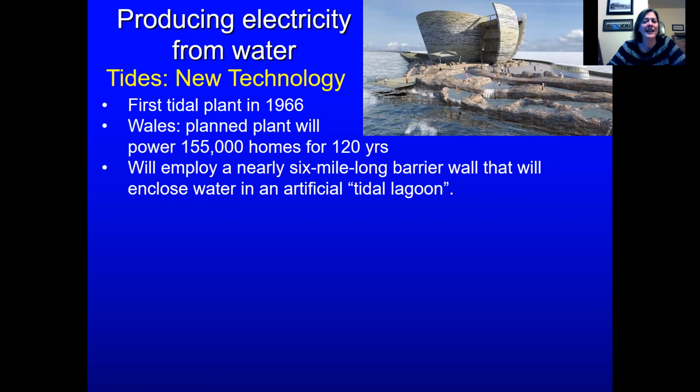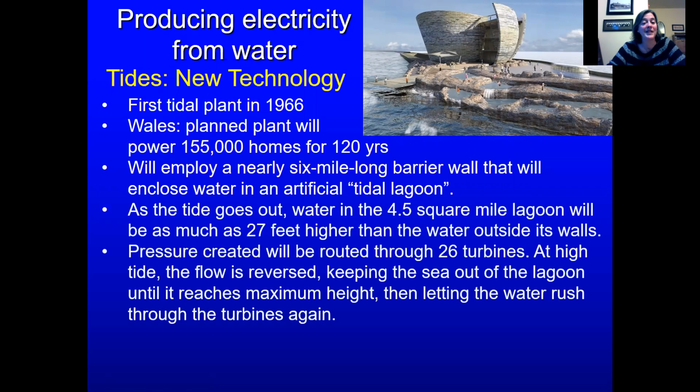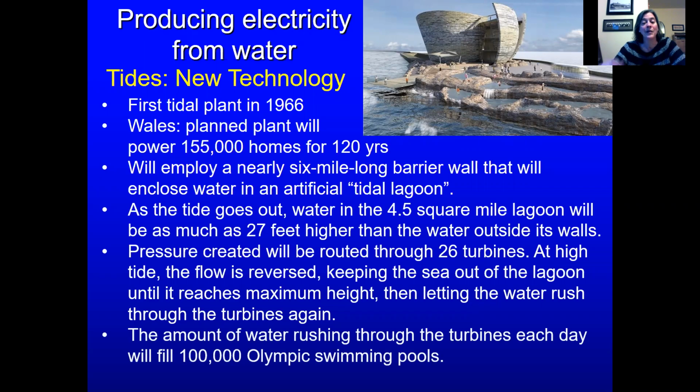And again, I like to put these kinds of new technologies and solutions in this lecture, just to show you that people are creative, and people are coming up with a lot of ideas on how to do these things. So anyway, as the tide goes out, the water in that lagoon will be as much as 27 feet higher than the water outside its walls. And then they can use that water to turn turbines. So that pressure created, they're going to force it through the turbines, make electricity. All right, so that's a lot of water. This is a pretty cool idea. It looks like it would be quite expensive to build.